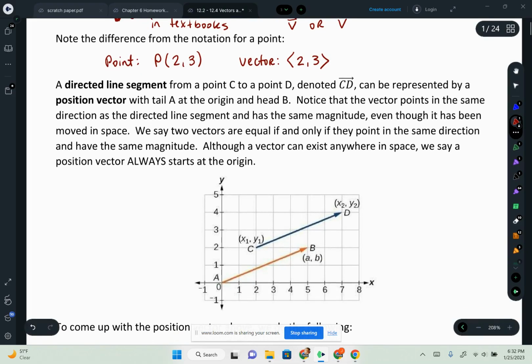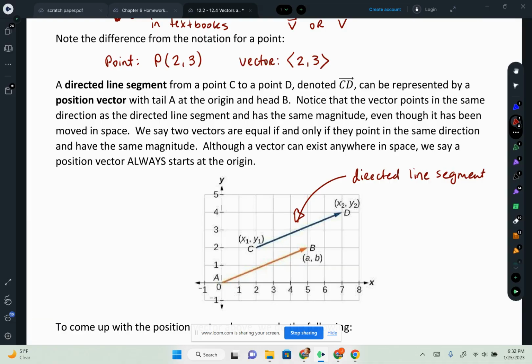All right, a directed line segment. So, I've got all the words up here on what a directed line segment is, but I've also got a great picture here. So this particular line here in space that starts at the point C, which is represented by x1, y1, and it ends at the point D, which is represented by x2, y2, this is a directed line segment. It is called that because it points in a direction, and it is a segment. It's not infinitely traveling in both directions. It starts at C, it ends at D. That's it. It's a segment.